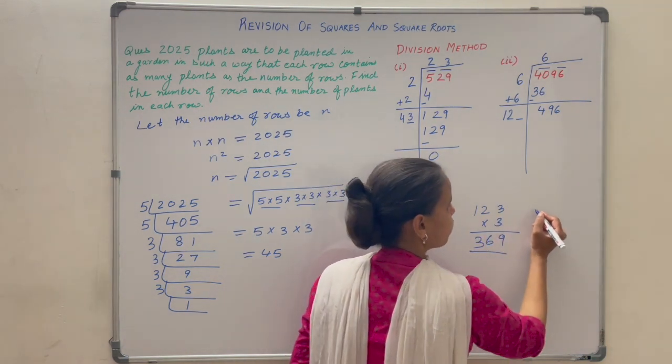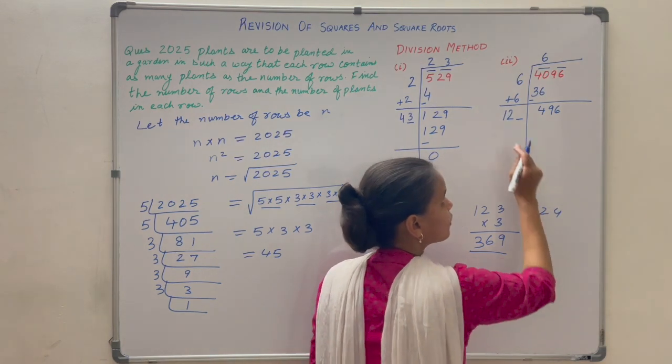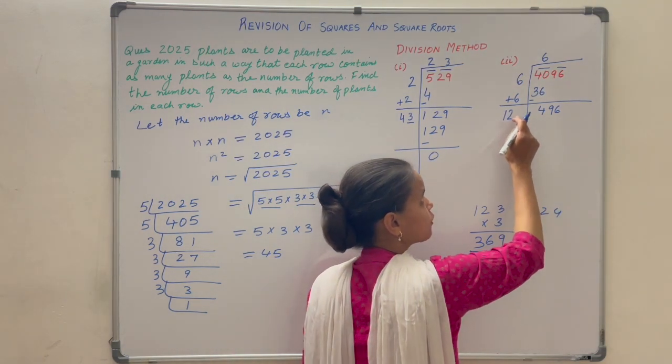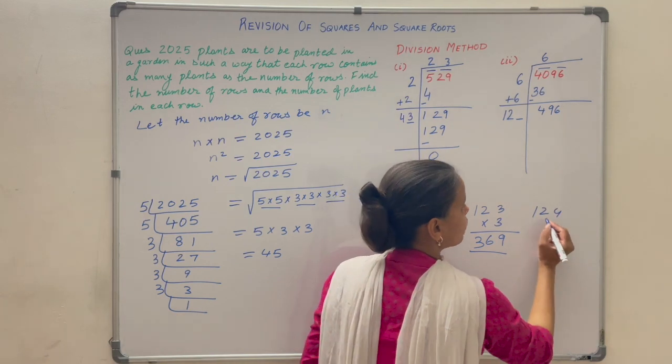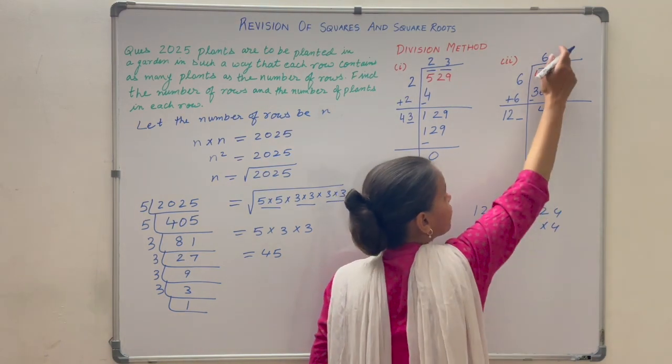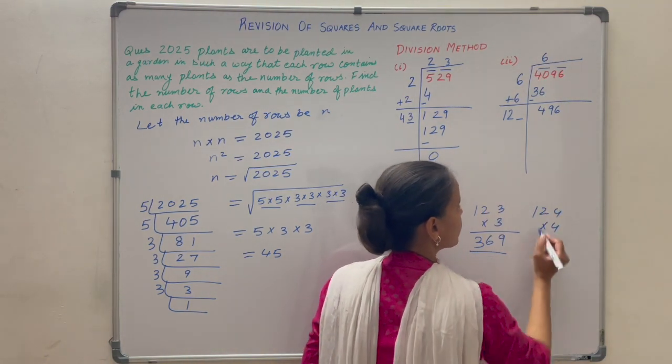So let us see. It is still far. Let us try out for 4. Because you have to look out for the largest number, which you can write it here. So 124 into 4. 4 you are going to write it here. So it is 124 into 4.